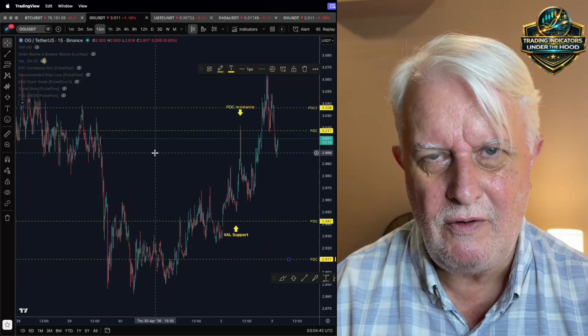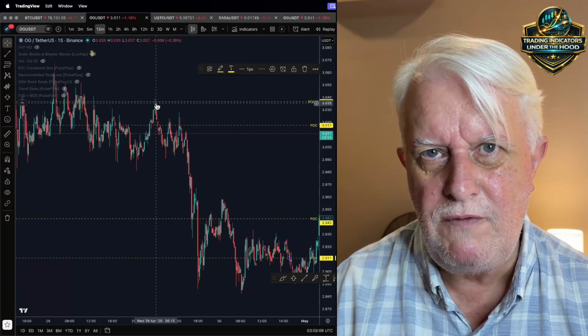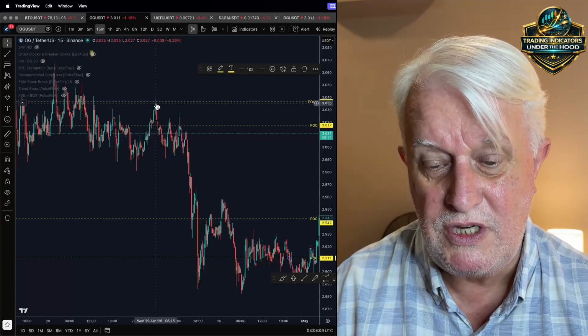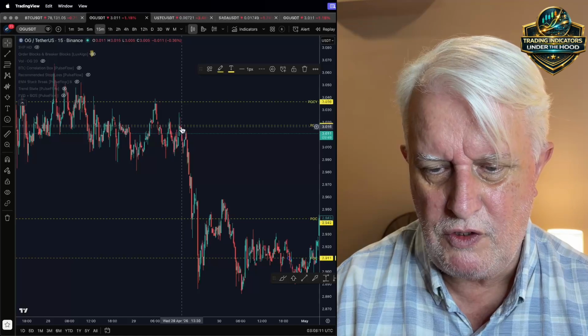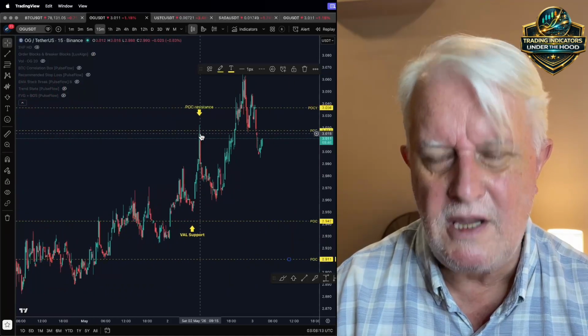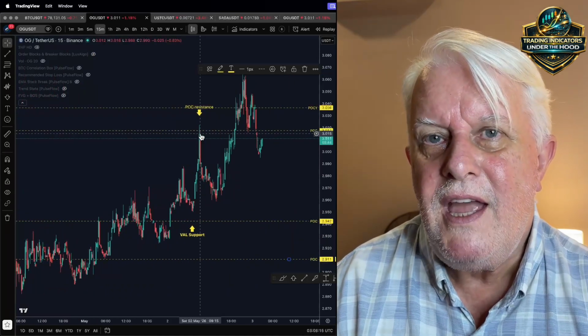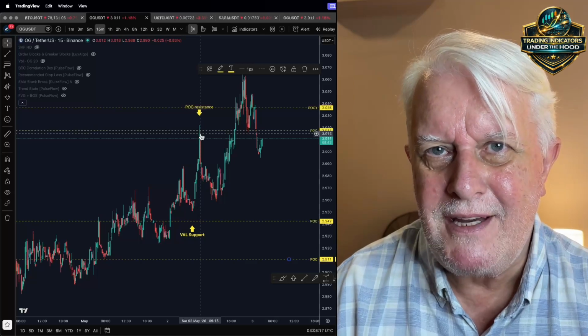So let's look around now. You notice how the point of control, even a few days ago, this level was trusted. If we look at this point of control as we move forward, you can see it was rejected here. They are like price magnets.